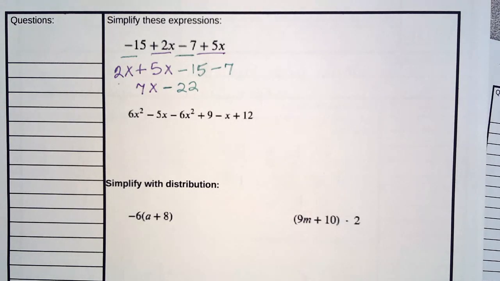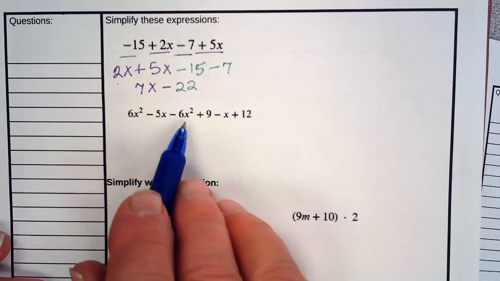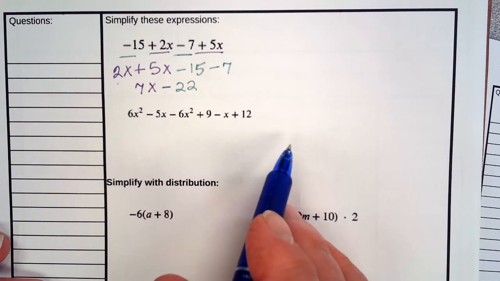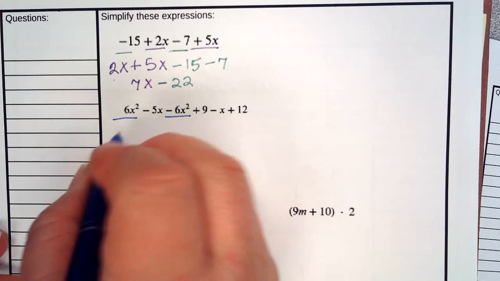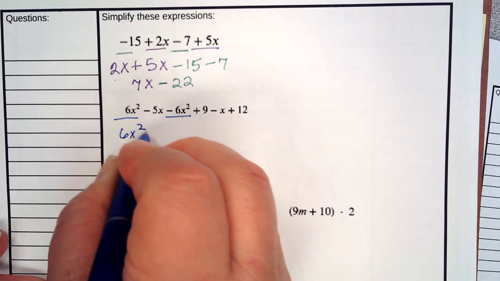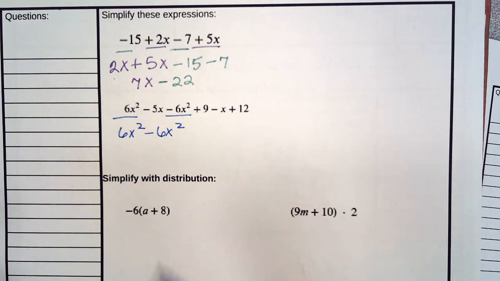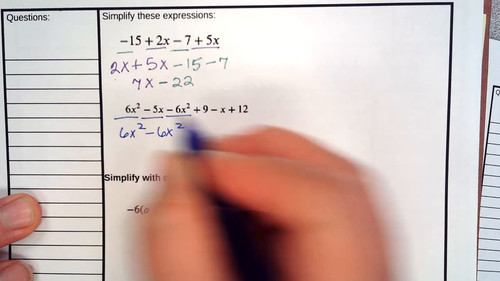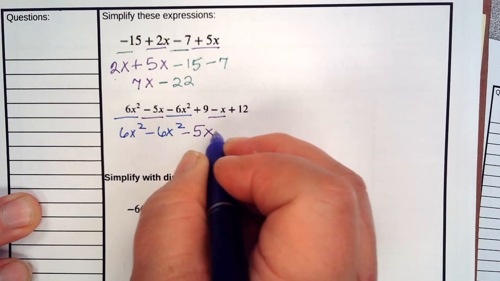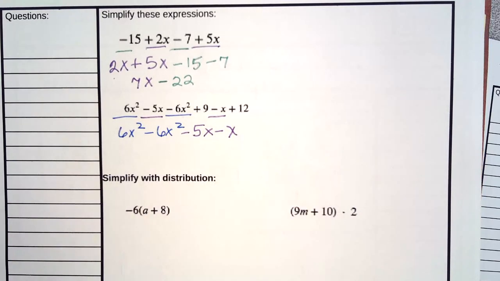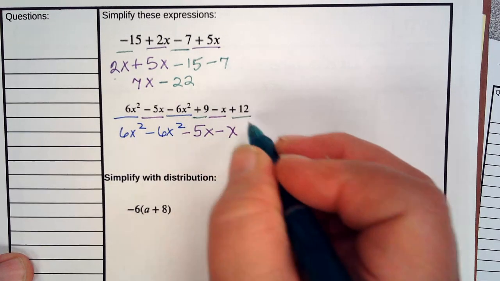If you're looking at the next one, we've got x squared and we've got x, and then we've got numbers. X squared goes with x squared: 6x squared minus 6x squared. Your x values go with your x values: negative 5x minus x. And finally, your numbers go with your numbers: plus 9 plus 12.